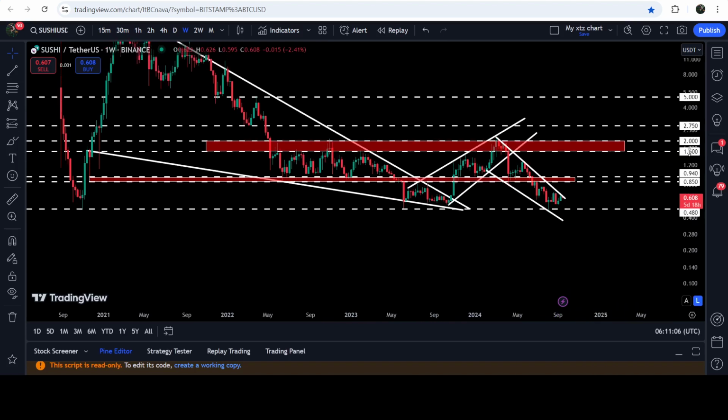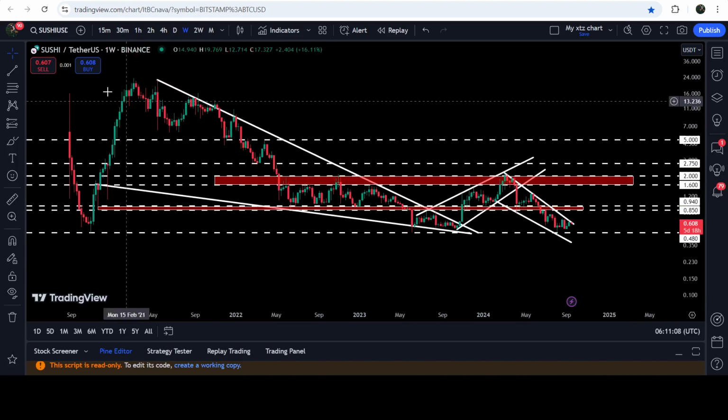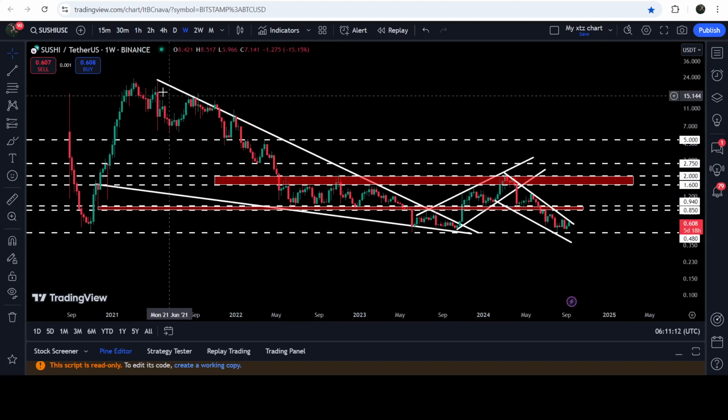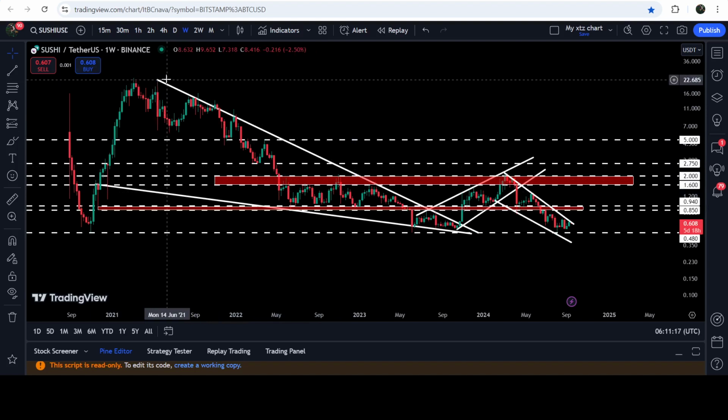And now if we take a look at the final target for this very, very massive breakout that has happened on the 7-day time frame chart from this big and long-term falling wedge pattern, that move is still due. And that target can be here at the top of this wedge. That is approximately at $22. So this was the update so far.